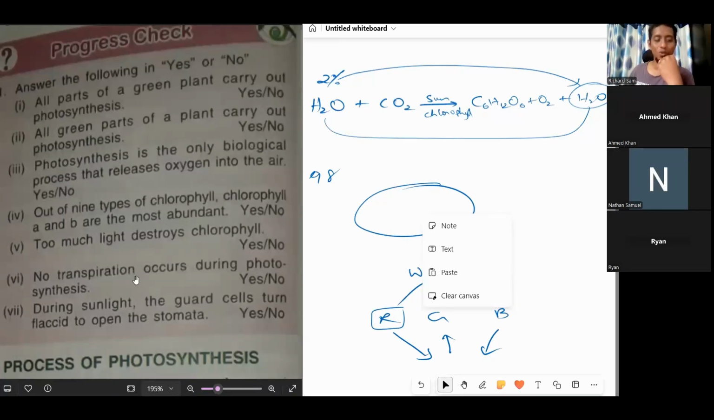Okay. No transpiration occurs during photosynthesis. Yes or no? No. During photosynthesis, the stomata open and transpiration occurs at that time. So when there's photosynthesis, there is transpiration. During sunlight, the guard cells turn flaccid to open the stomata. No, it becomes turgid to open the stomata. Okay.